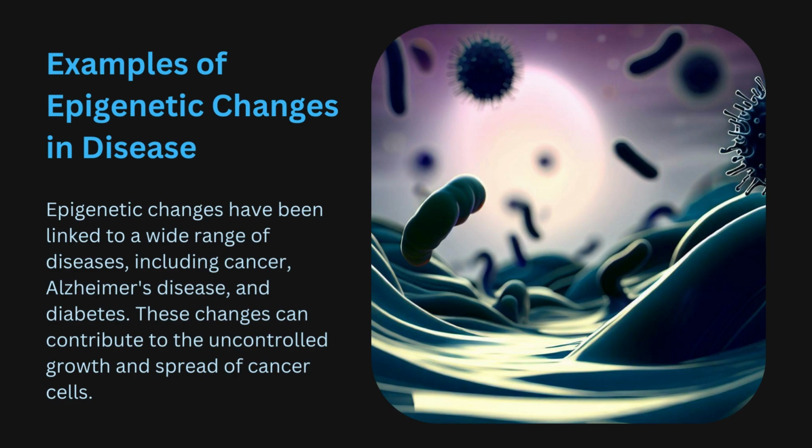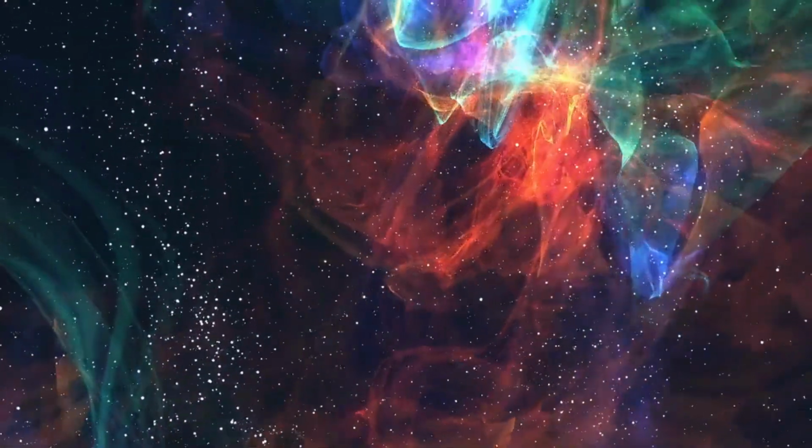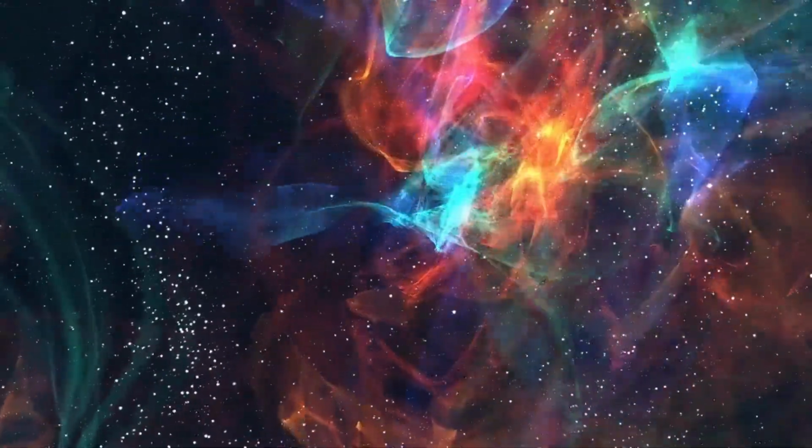Epigenetic changes have been linked to a wide range of diseases, including cancer, Alzheimer's disease, and diabetes. In cancer, for example, abnormal epigenetic changes can lead to the inactivation of tumor suppressor genes or the activation of oncogenes. These changes can contribute to the uncontrolled growth and spread of cancer cells.